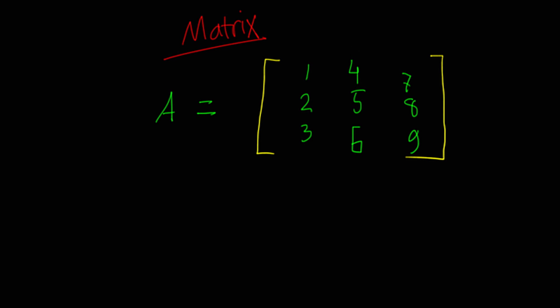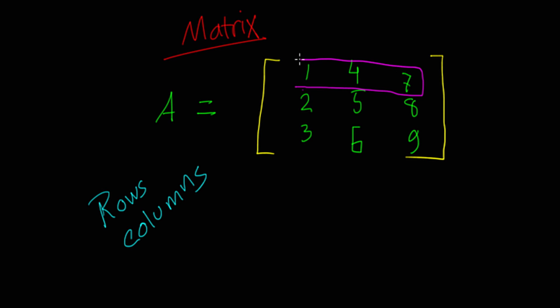Now what are the basic aspects of a matrix? A matrix generally forms with the help of rows and columns. We know what rows and columns are in general sense, but in a matrix, rows are the horizontal elements. Look at this, the horizontal elements side by side, 1, 4 and 7. So these will be rows, and the number of rows in this matrix is 3.